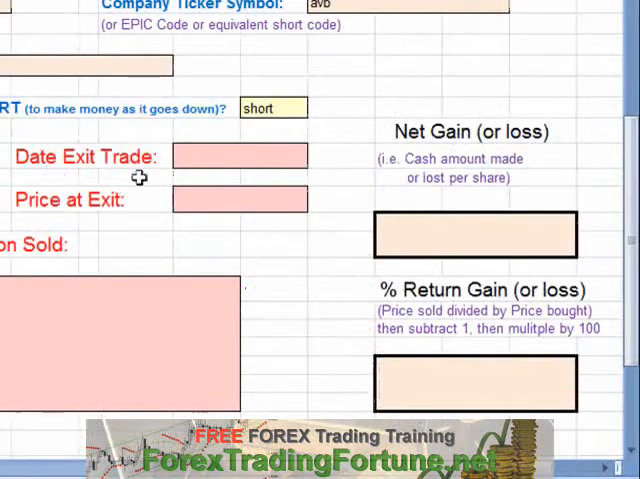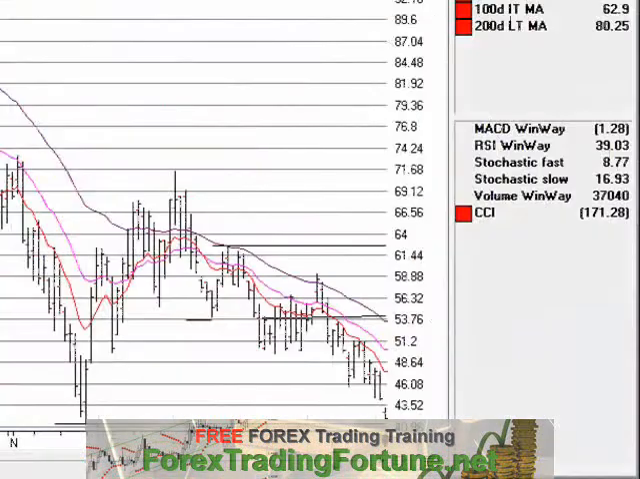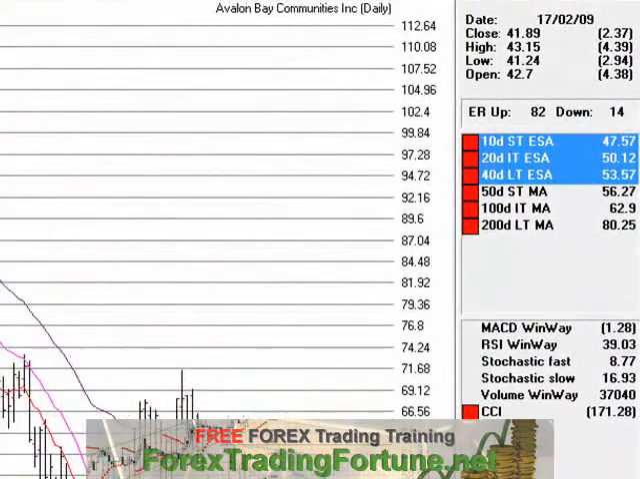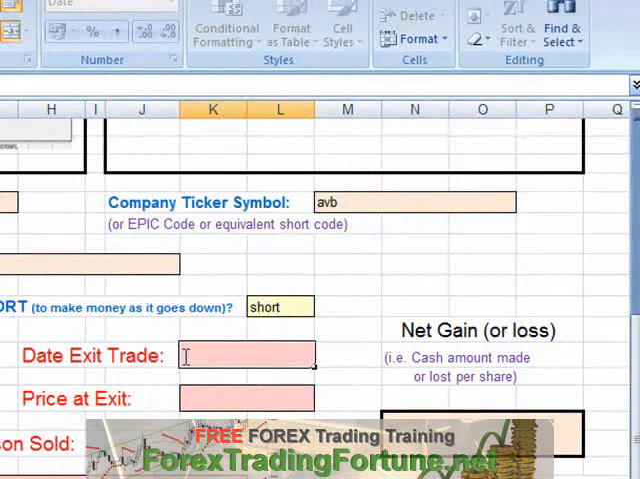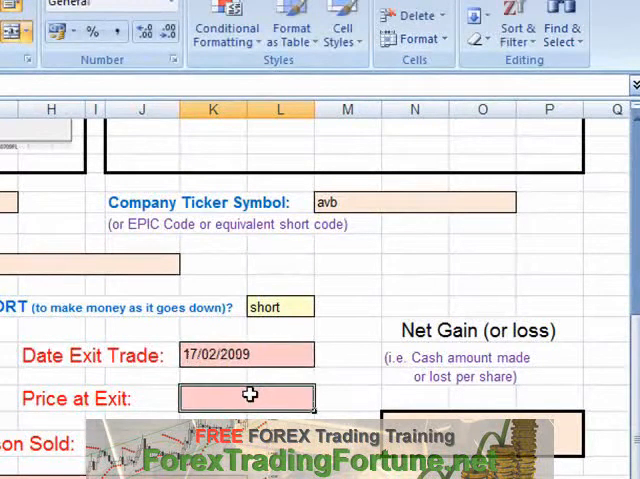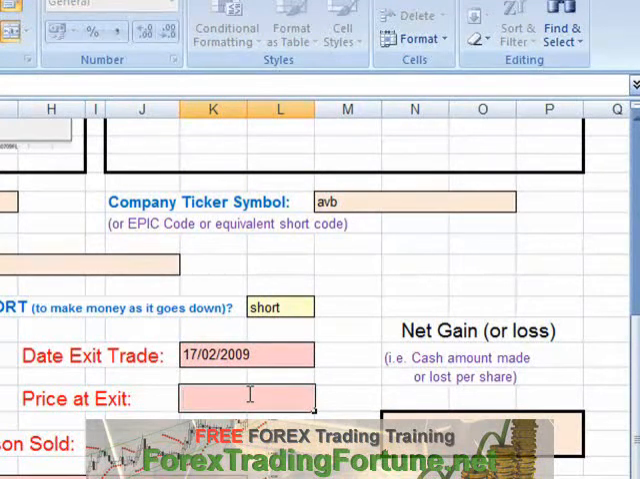So let's put in the details. The date, 17th of February 09. Price at exit, well, it would have been my target. It could have been my stop if the trade had gone wrong, but it just happened to be my target. So as you're seeing in these examples, you don't always have to be stopped out on your stop. Sometimes it just hits the target price, and that's when you get out.